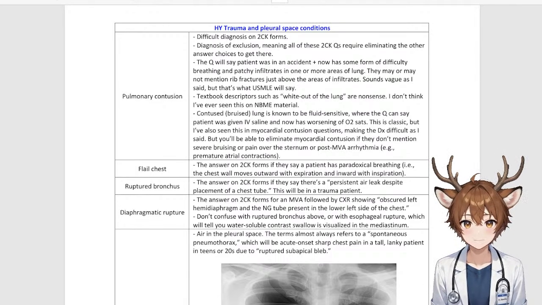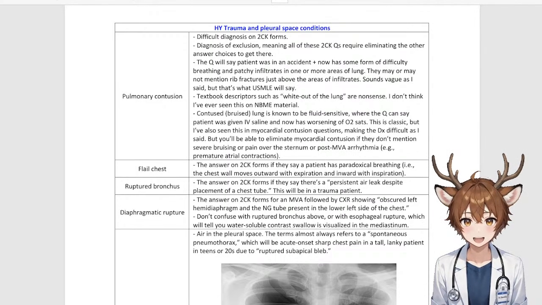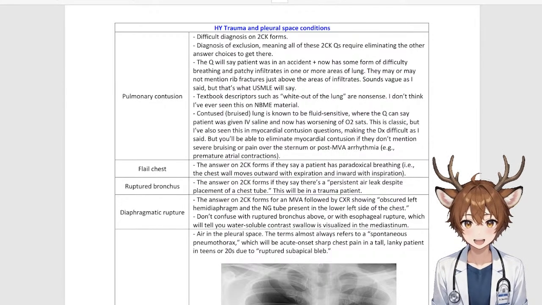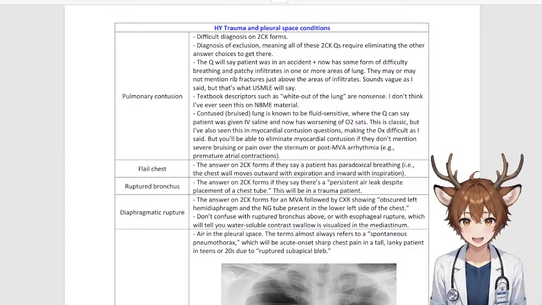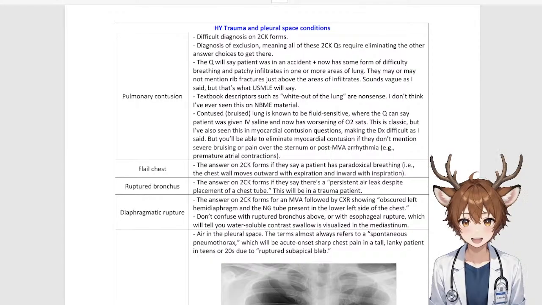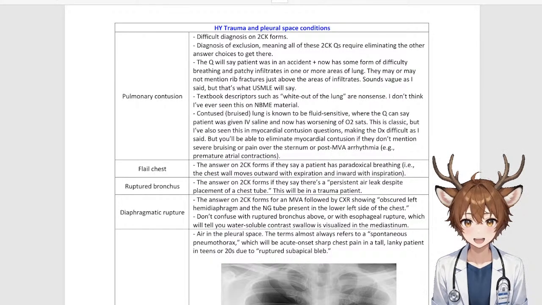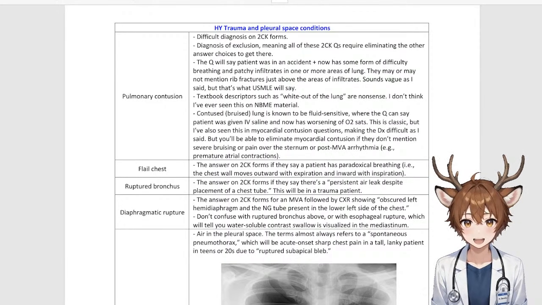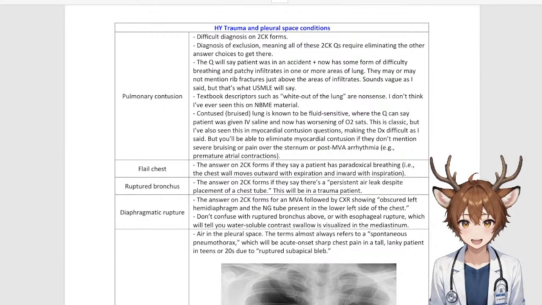Pulmonary contusion. Difficult diagnosis in 2CK forms. Diagnosis of exclusion, meaning that all of the 2CK questions require eliminating the other answer choices to get there. Well, that's not fun. The question will say the patient was in an accident and now has some form of difficulty breathing and patchy infiltrates in one or more areas of the lung. They may or may not mention friction rubs just above the area of infiltrates. Sounds vague, as I said, but that's what USMLE will say.